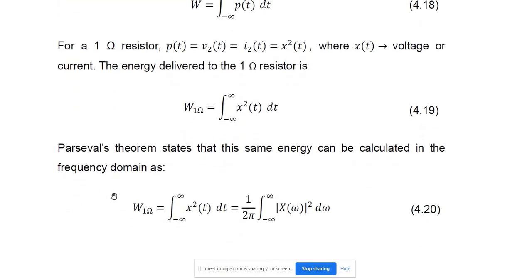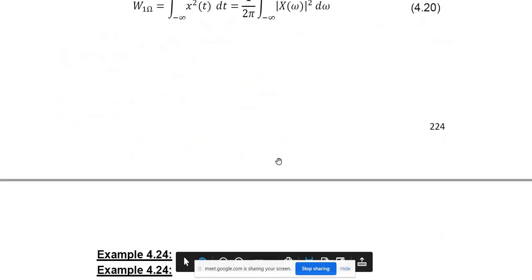The Parseval theorem also says that the same energy can be calculated in the frequency domain. This one is in the time domain, where you see the integration of x(t) squared dt, but this one is in the frequency domain. The formula is 1 over 2 pi, integration from minus infinity to infinity of the magnitude of X(omega) squared d omega. So this is the formula in the time domain, and this is the formula in the frequency, the omega domain.